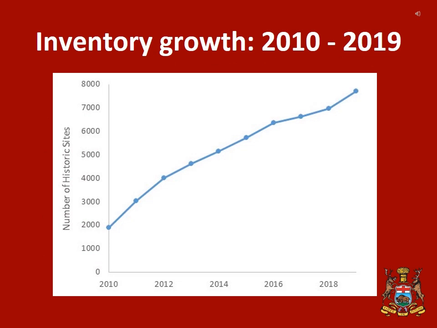Over the last decade, the total has increased dramatically. As you can see, when we started in 2010, we had just a little under 2,000 sites. Today it's just about 8,000, so it's gone up by 4 times in that decade. And as you can see from this graph of the number reported each year, the rate at which we added them has changed.